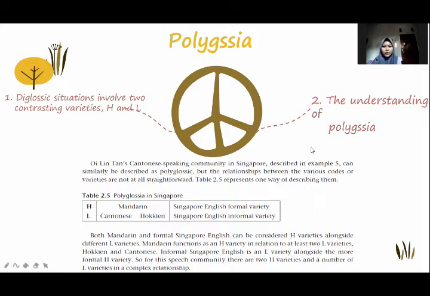Both Mandarin and formal Singapore English can be considered H varieties alongside different L varieties. Mandarin functions as H in relation to at least two L varieties, Hokkien and Cantonese. Informal Singapore English is an L variety alongside the more formal H variety. So, for this speech community, there are two H varieties and a number of L varieties in a complex relationship. Next slide, please.